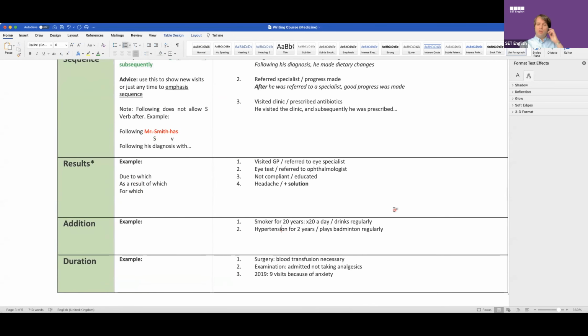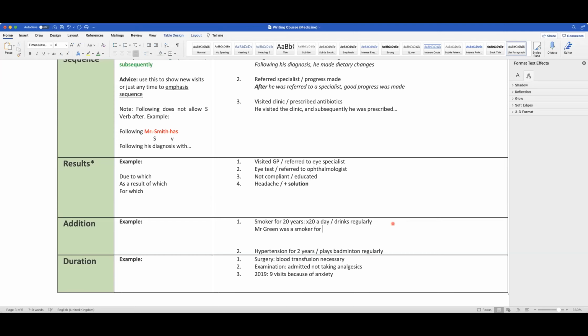What about addition? Let's do this together. So smoker for 20 years, drinks regularly. Asli and Yijit. Mr. Green was a smoker. Can you finish that sentence? For 20 years. And how are we going to deal with this? What could we do, you guys? 20 cigarettes per day. Why don't I use some punctuation? A smoker for 20 years, 20 cigarettes per day. Yes, it's the best way.